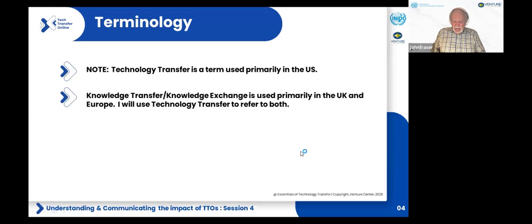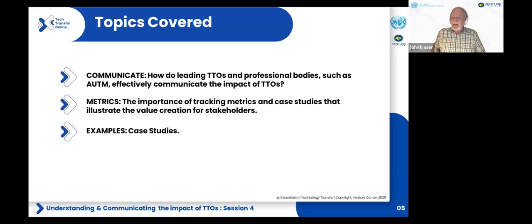You saw my background. I simply want to add that my first licensing deal was to spin a company out of the University of British Columbia in Vancouver, Canada in 1980, a startup company. Since then, I've negotiated 240 license agreements and an additional 40 spin-out companies. So that's my background. The topics I'm going to cover are here.